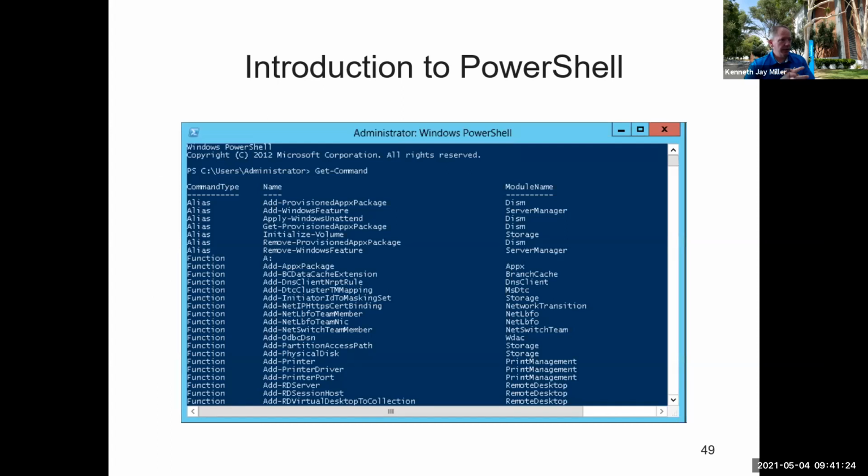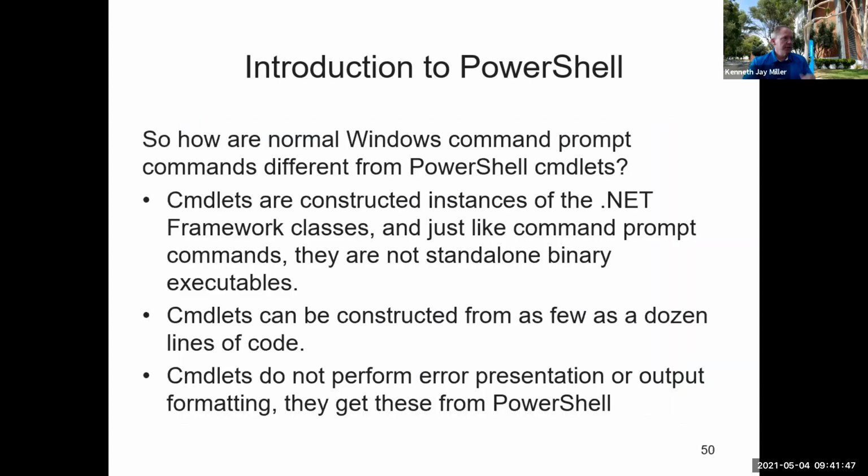So here's where we can do the get command, and that will show us all of the commands that we can use get with. This will give us a long list, and we can sort these lists with other tools as well. Okay. So how is PowerShell different from the normal Windows command prompt? You're probably thinking, what's different between PowerShell and the command prompt?